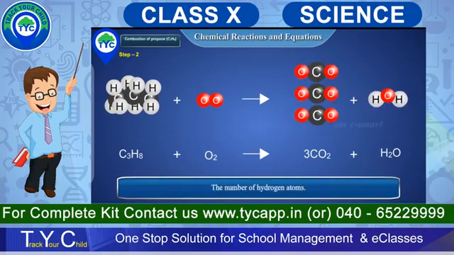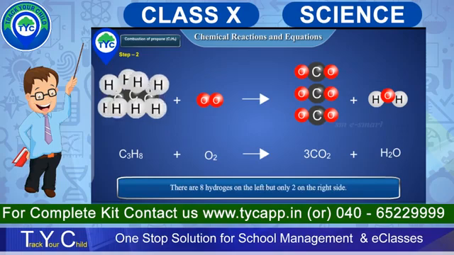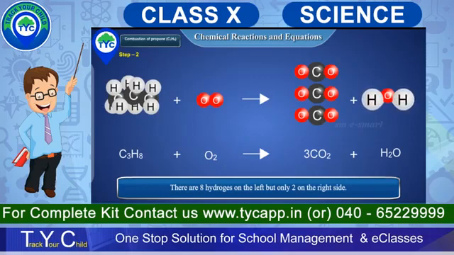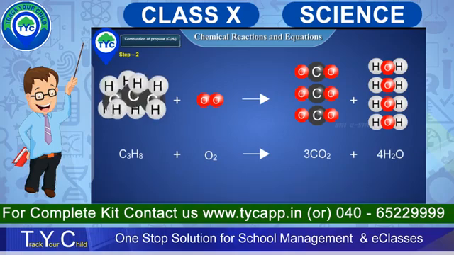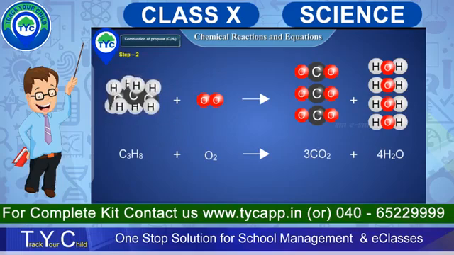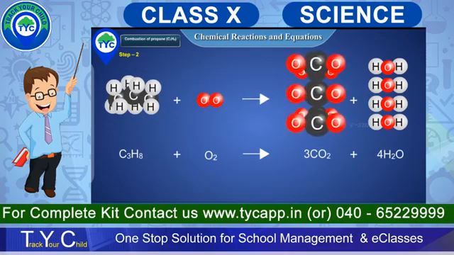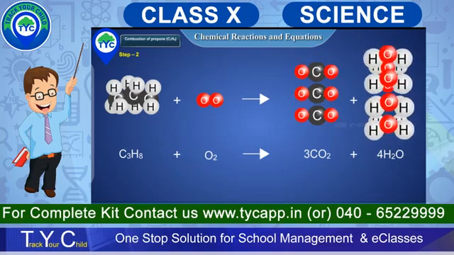Next, the number of hydrogen atoms. There are 8 hydrogen atoms on the left, but only 2 on the right side. By adding a coefficient of 4 to the H2O on the right, the hydrogen atoms get balanced. C3H8 plus O2 gives rise to 3CO2 plus 4H2O.